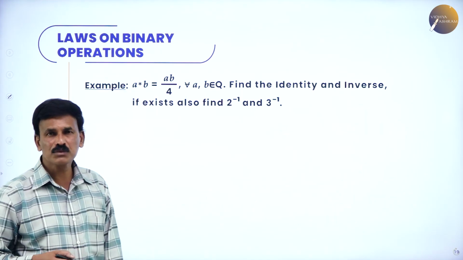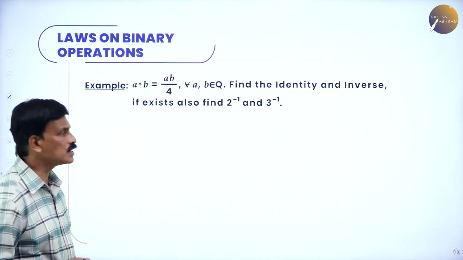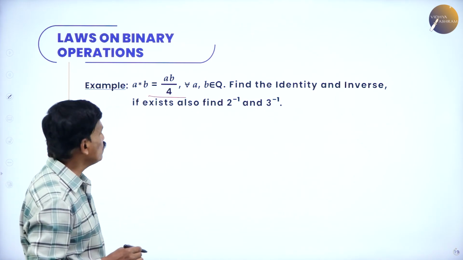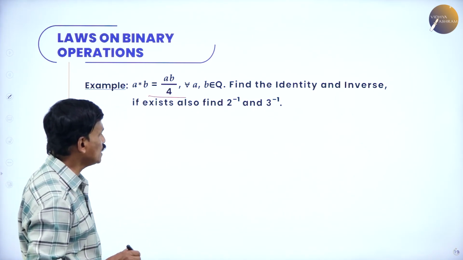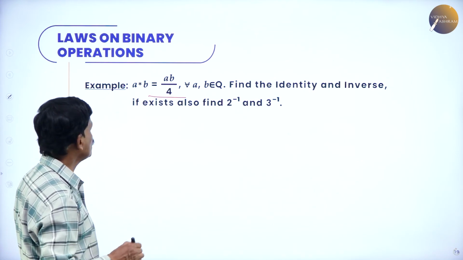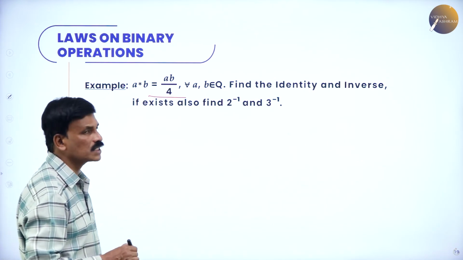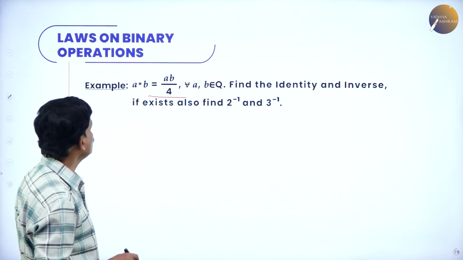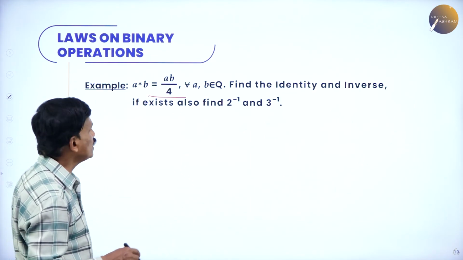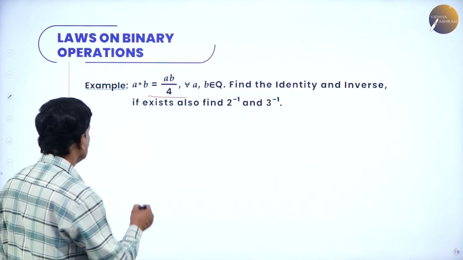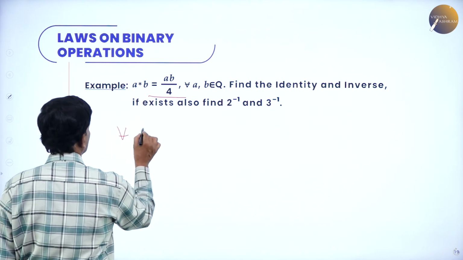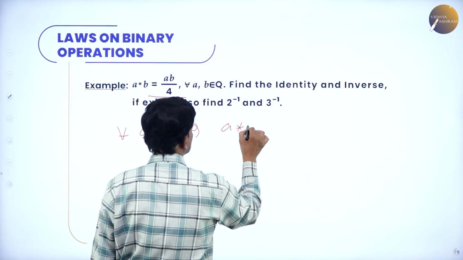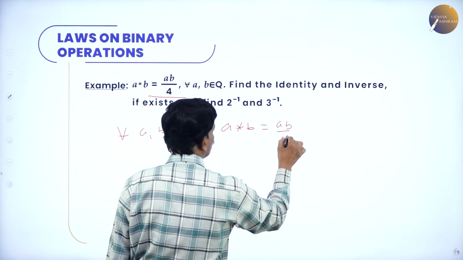Okay, now let us come to the final problem in this. If A star B is equal to AB by 4, for all A, B belongs to Q, find the identity element, inverse element, if it exists, and also find 2 inverse and 3 inverse. Okay. Now, let us verify whether the identity element exists or not. Find the identity and inverse element. Now, first one, what is given? For all A comma B belongs to Q, A star B is equal to AB by 4.